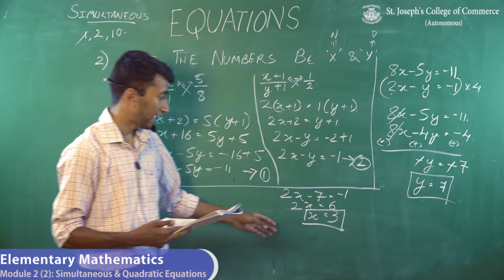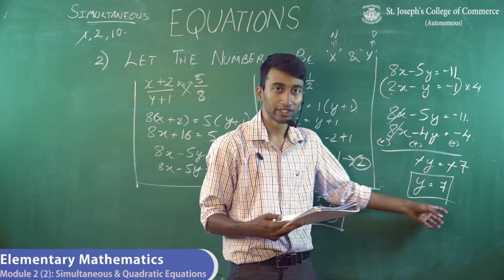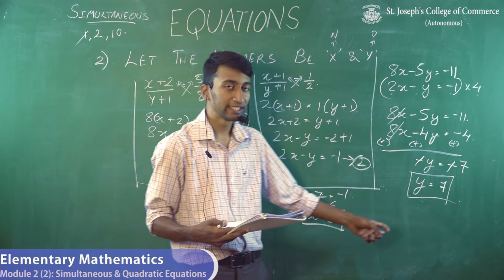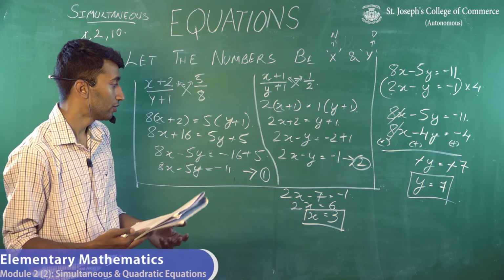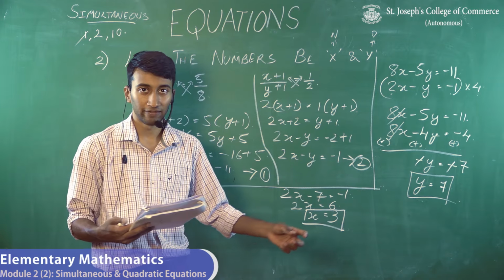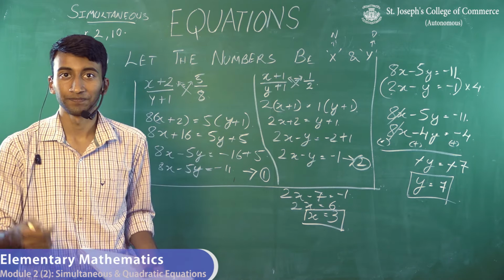Since you found x, which is equal to 3, and y, which is equal to 7, and x is the numerator and y is the denominator, in the question it says find the fraction. So all you have to do is write the answer as 3 by 7. That's your fraction.